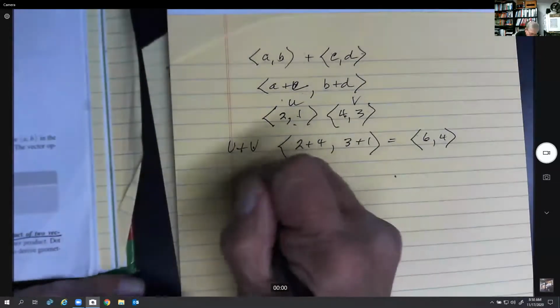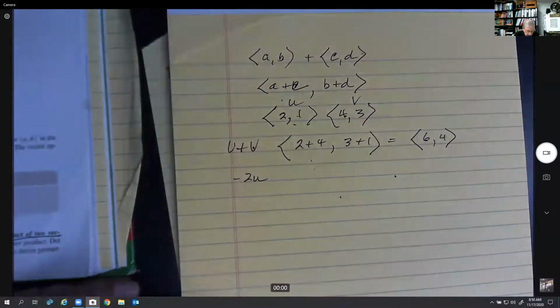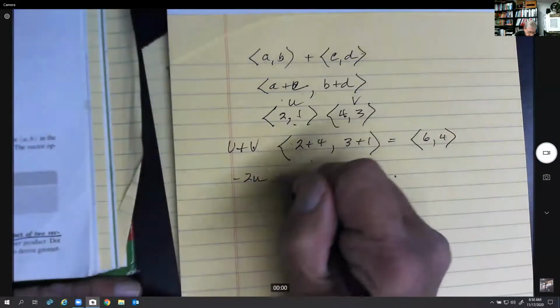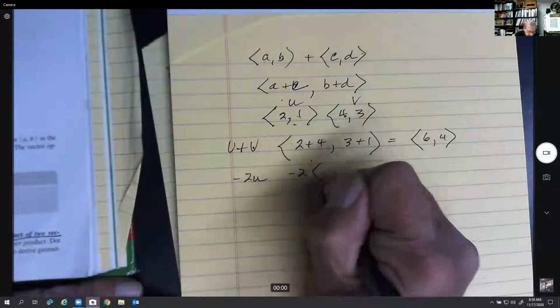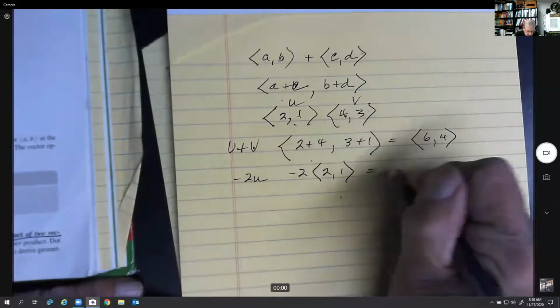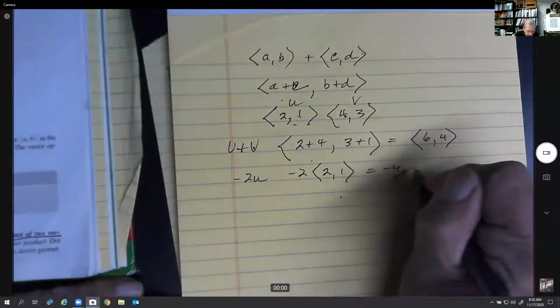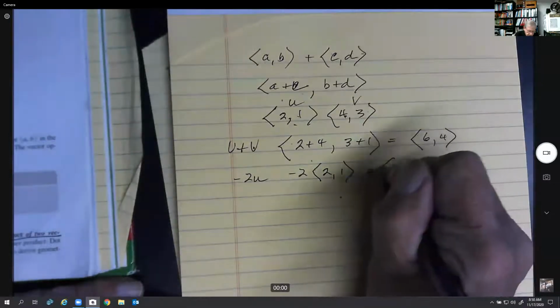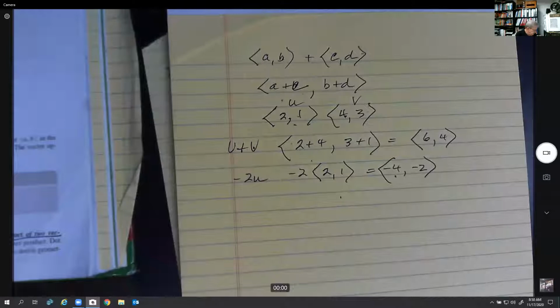How about negative 2u? That means we're going to take our u vector and multiply everything, kind of distribute it. It means just distribute this in. This would be negative 4, this would be negative 2, and there's your new vector. Just that easy.